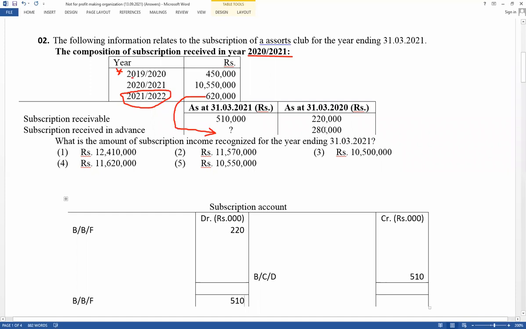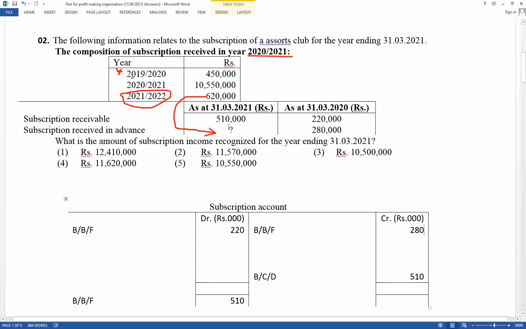Value equal 510. As well as given subscription received in advance also. Subscription received in advance, it has given opening balance, and closing balance is not given clearly. Opening balance, it has given 280. But closing balance, it has not given clearly. Therefore, first one, record subscription received in advance opening balance, credit side as a balance brought forward, value equal 280.